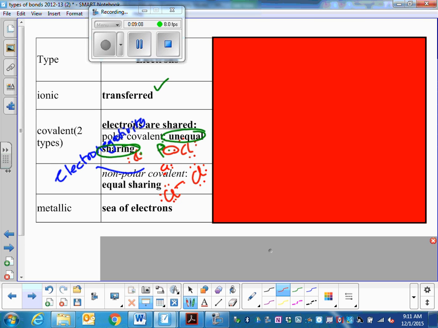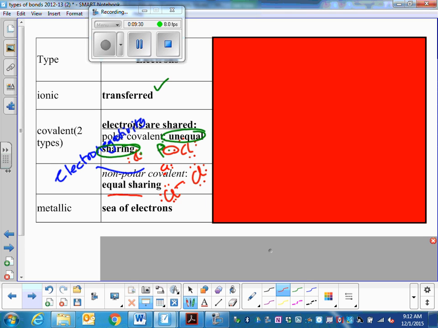Is there any difference in electronegativity between the 2 elements? Chlorine and chlorine. Is there any difference? So there is equal sharing and we say the bond is non-polar. It's not pulled more towards one element. Do you understand that? Do you understand this concept?